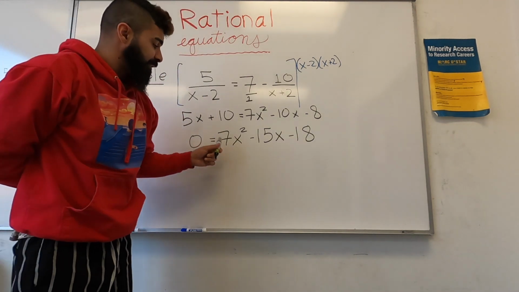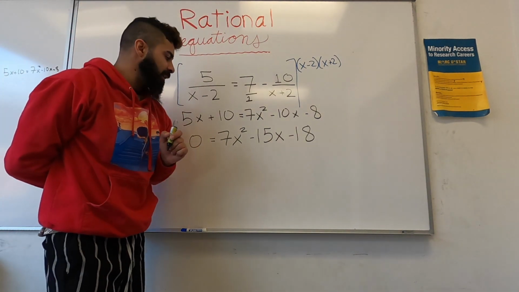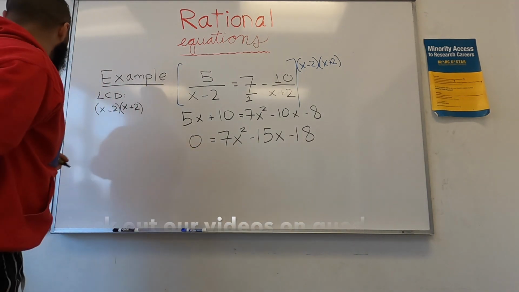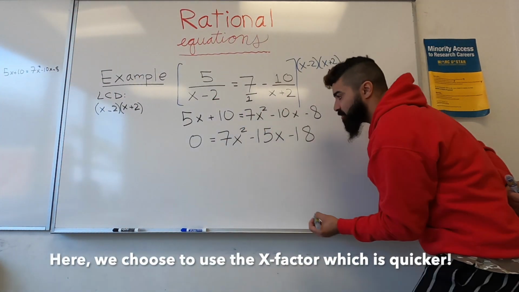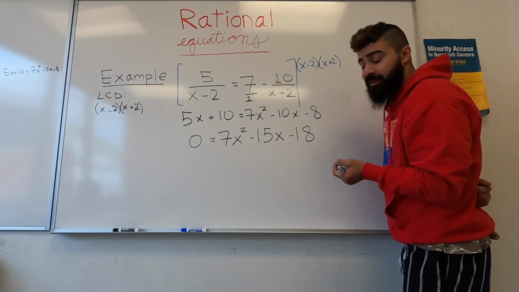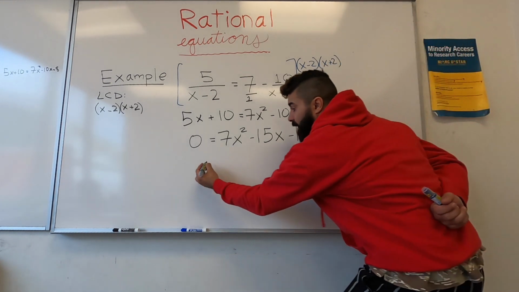Well, actually, completing the square may not work because your a term is bigger than 1. So you could either use one of those, or we could use the x factor method, okay? And for the x factor method, if you go back to the algebra playlist, you can see a video on how to do the x factor. So we're not going to go ahead and do that. We're just going to skip right to it.